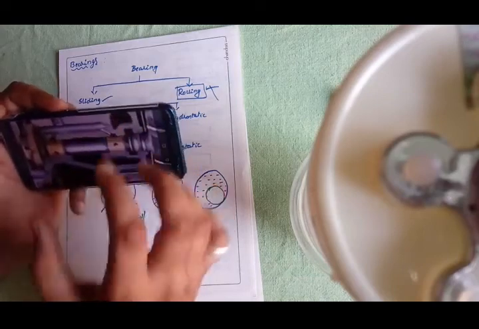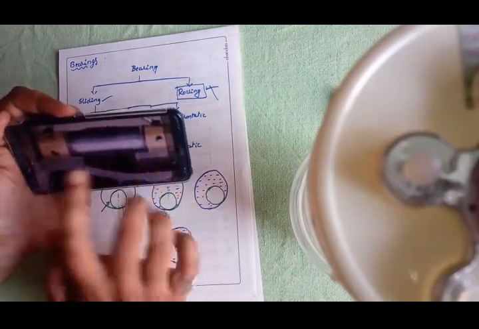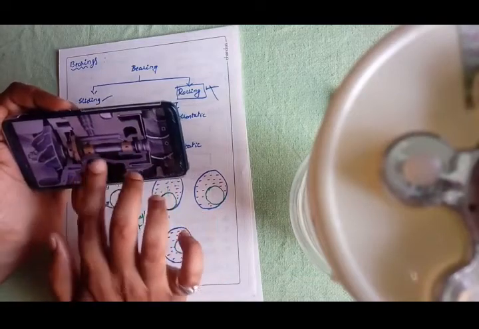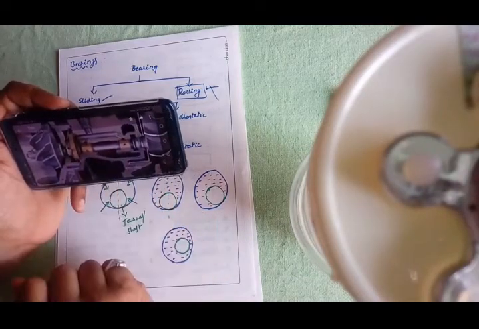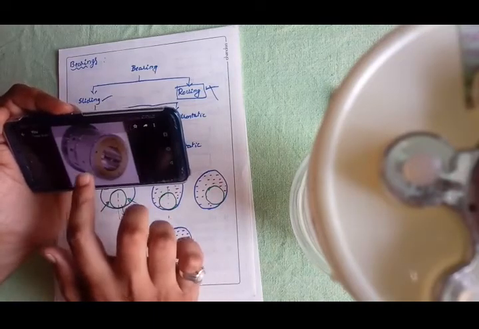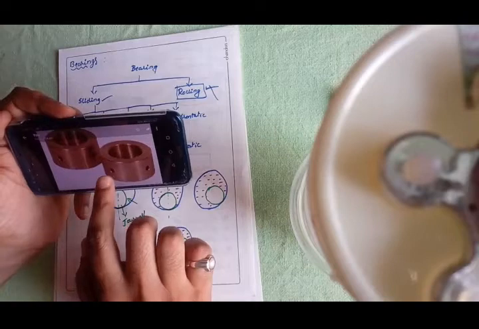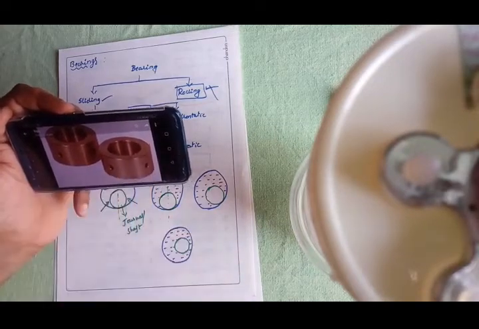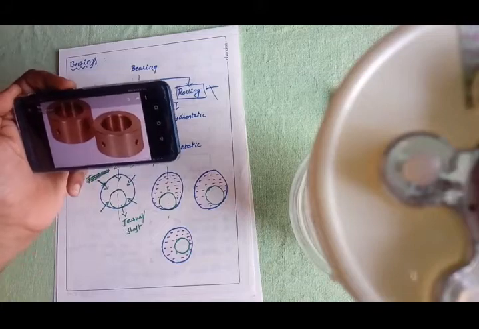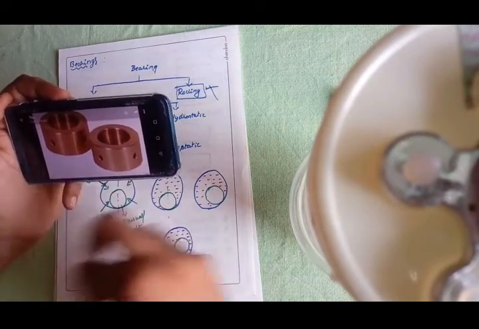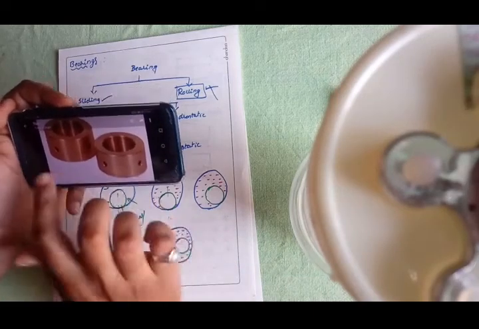Here you can see two journal bearings which are mounted. A shaft is mounted over the bearings. Now if you have a look at these bearings, you can see the holes which are provided along the radial direction of the bearing. These holes allow the oil to enter and allow the oil to exit.